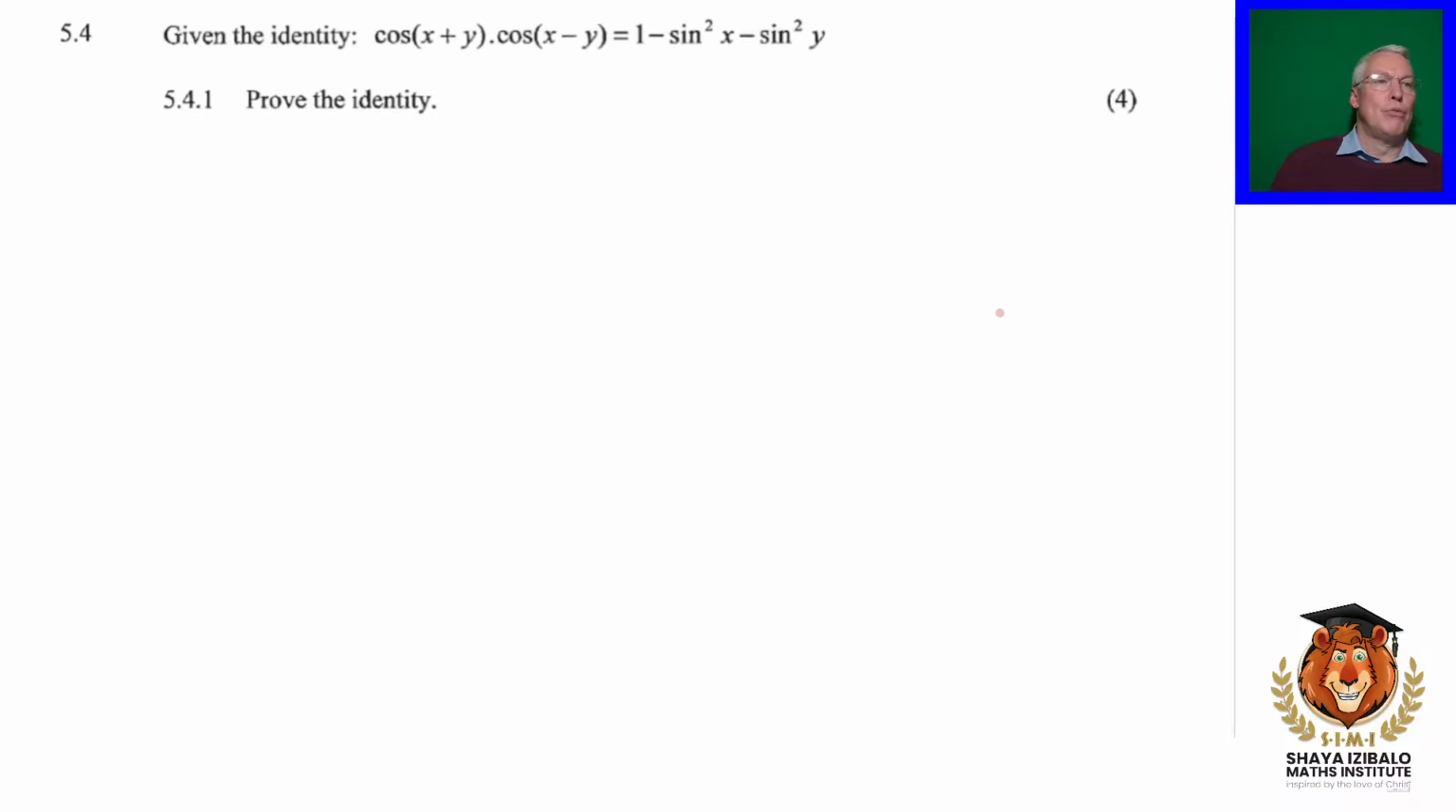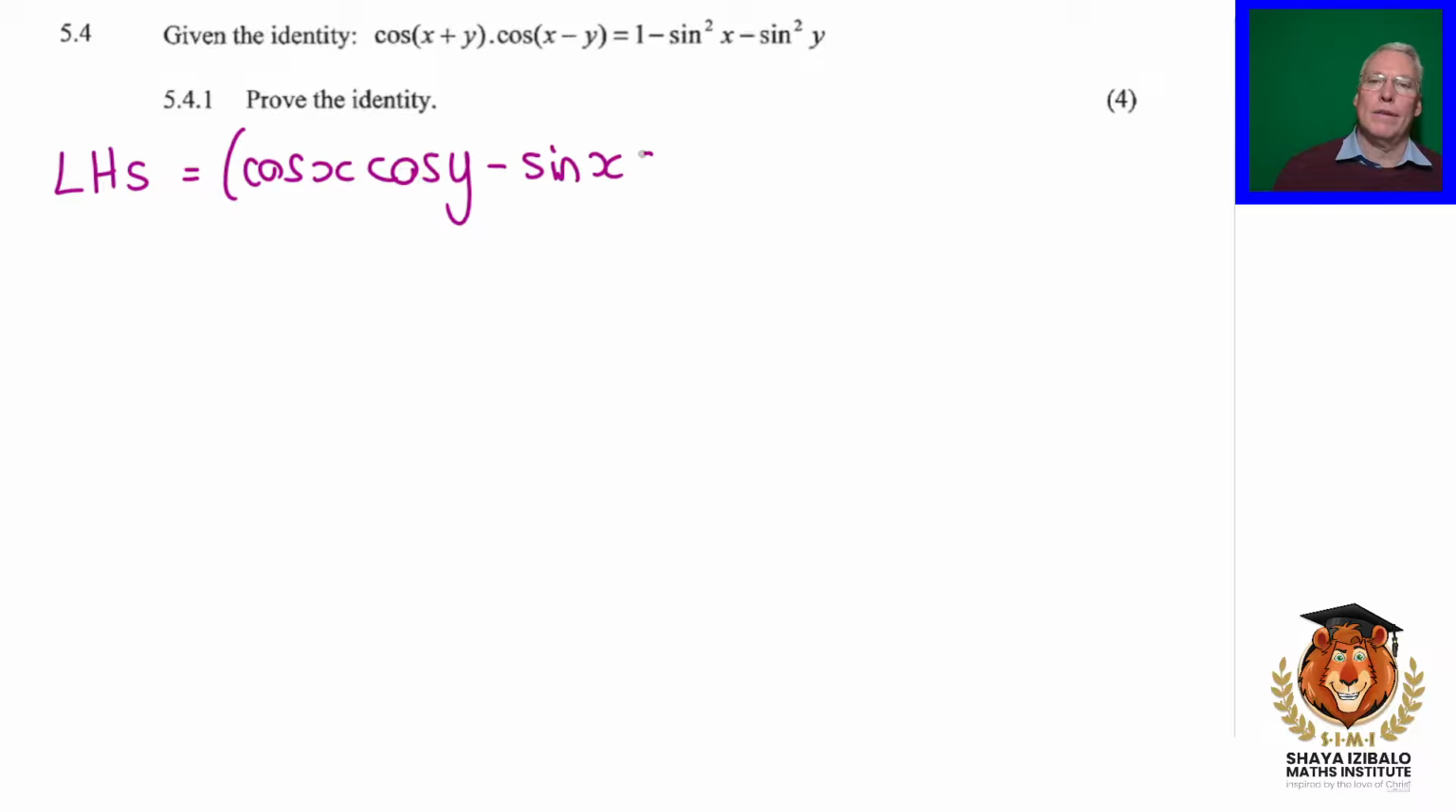Here we get asked to prove this identity. Okay. And what we're seeing here are our compound angle formulas. So really the only place we can start with this, I think, is to expand those. So the cos of x plus y is cos x cos y minus sine x sine y. Cos of x minus y is exactly the same thing but with a plus. So it's cos x cos y plus sine x sine y.